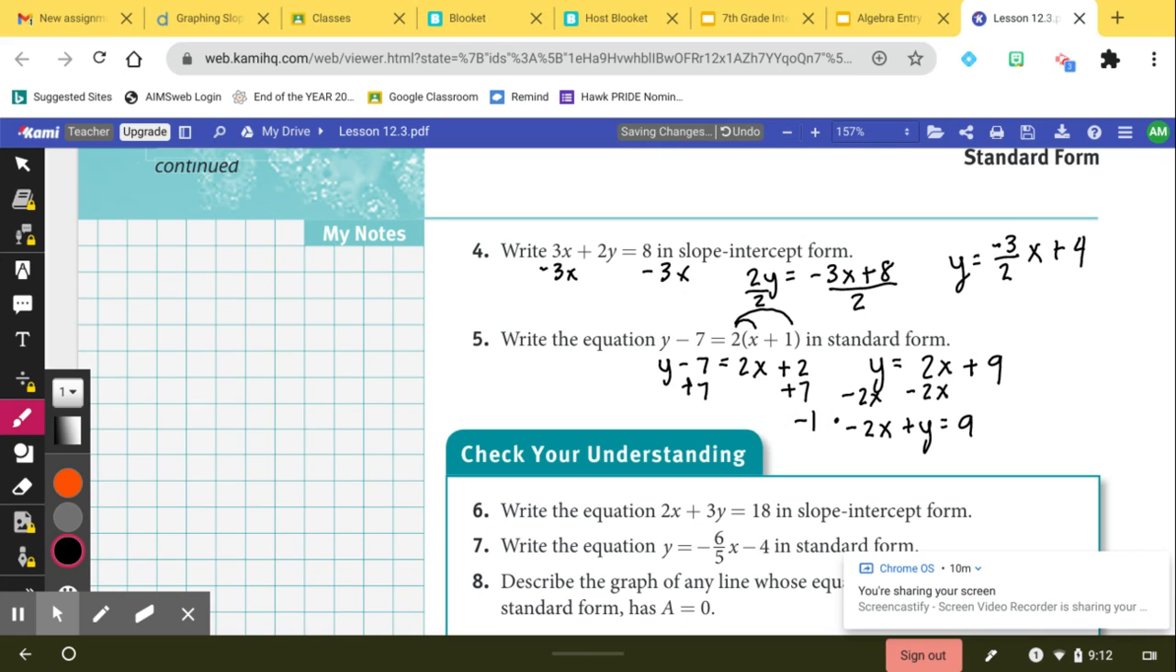But if I multiply the negative 2x by negative 1, I need to multiply everything by negative 1. So we get negative 1 times negative 2, which is positive 2x. Negative 1 times y is negative y. And 9 times negative 1 is negative 9. So now it's in correct standard form.